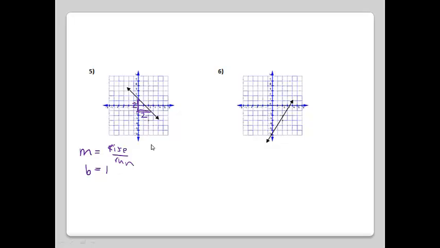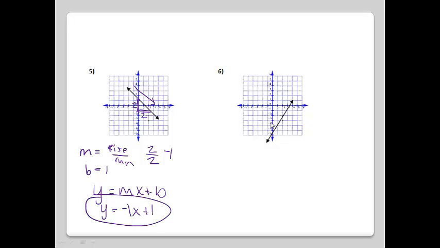And so my rise over run: the rise is 2 and the run is 2, and 2 divided by 2 reduces to 1, and this line is going down, so its slope is going to be negative 1. So if I have y equals mx plus b, my m is equal to negative 1x, and then plus the b is equal to 1.